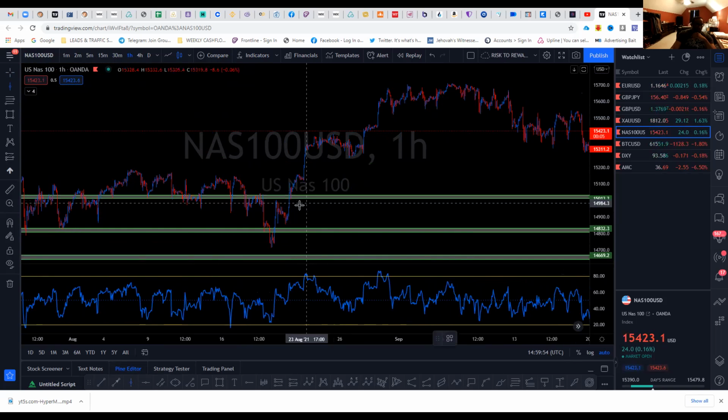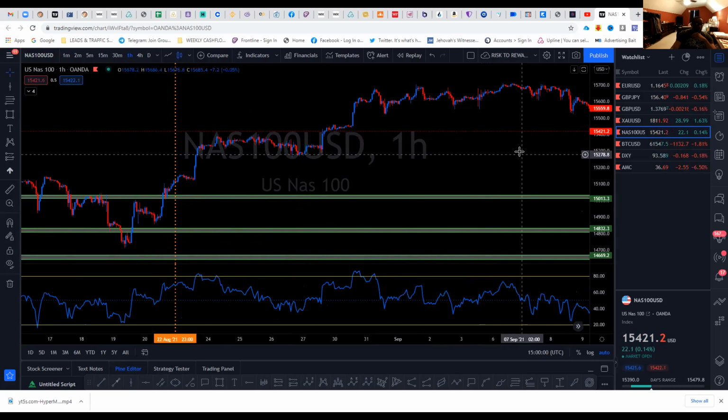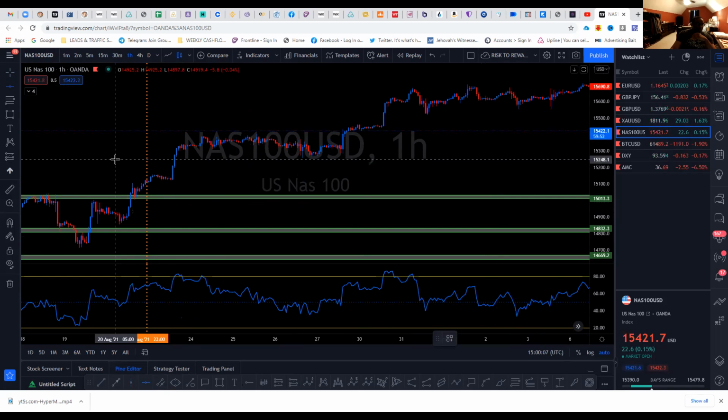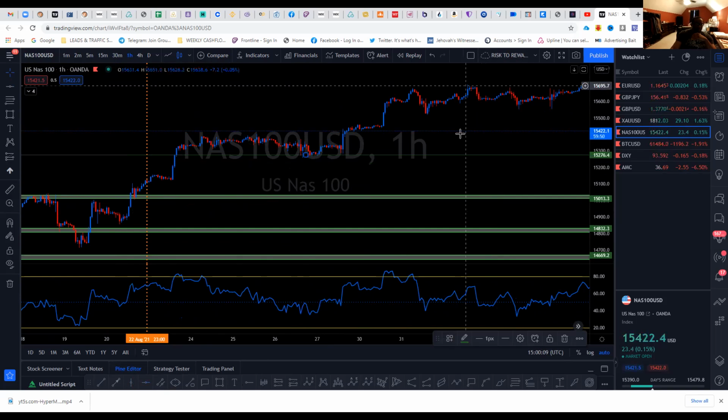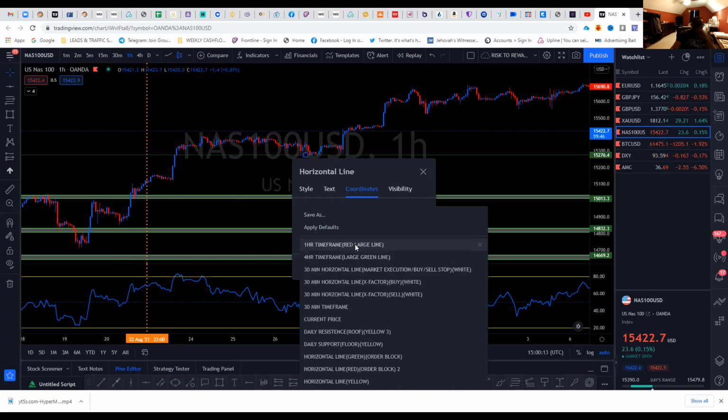So we'll take another vertical line. We'll put it here. We'll start marking up the market structure. See some wick action right up here. So we want to make this red.